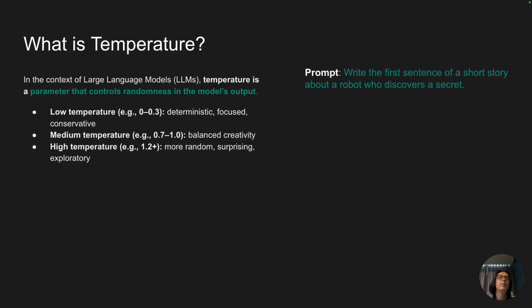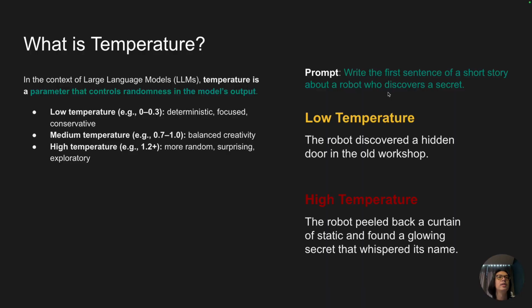So for example, we give a simple prompt to the large language model like, write the first sentence of a short story about a robot who discovered a secret. With a low temperature, the model output is really simple and lacks creativity. With a high temperature, the model output is more random, surprising and more creative. So in simple terms, low temperature means predictable, high temperature means creative and random. But with a high temperature, sometimes it can also be chaotic.